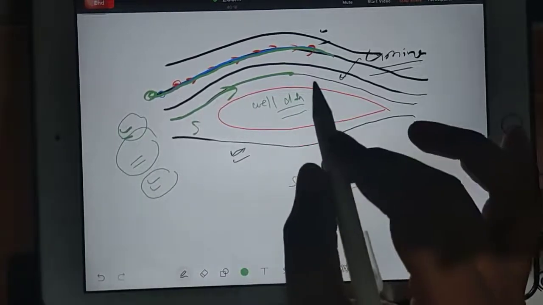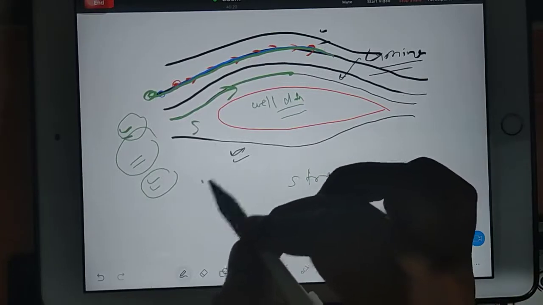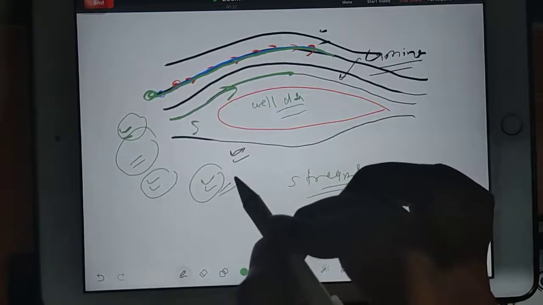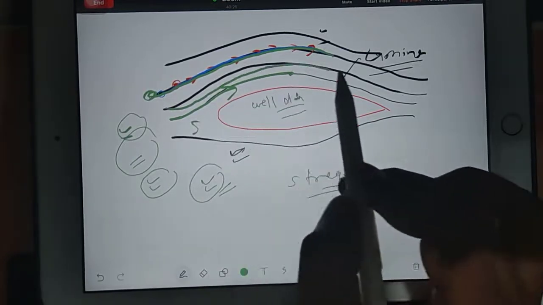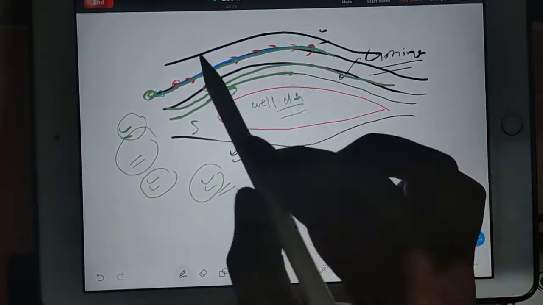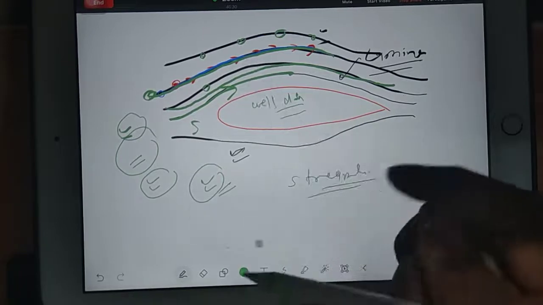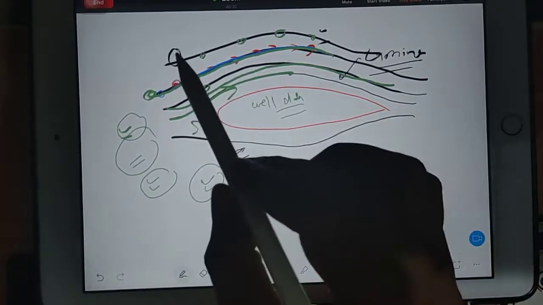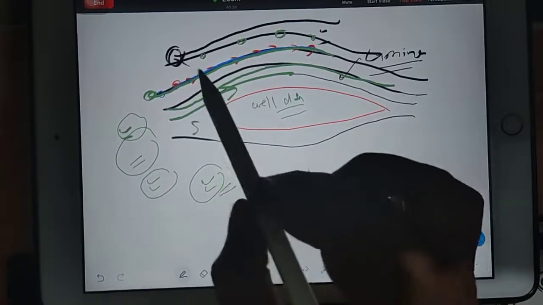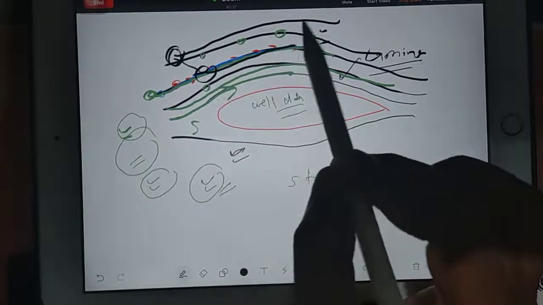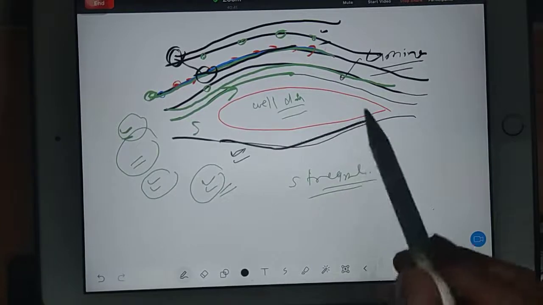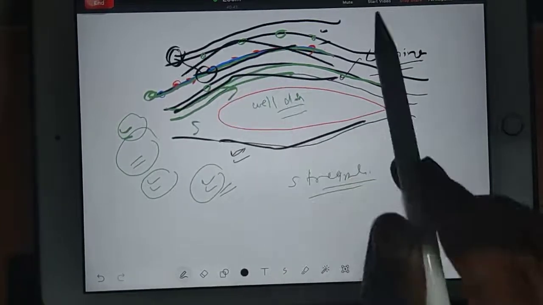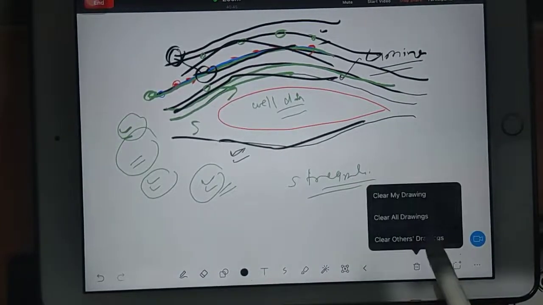Streamlines are actually straight and parallel. That's why all these particles will flow smoothly on their particular streamlines. If there is any molecule flowing in this direction, this molecule will not jump in that direction. For every molecule there will be a defined path: you have to go in this direction, you have to go in this direction. No one will disturb the other one. So that is known as laminar flow.